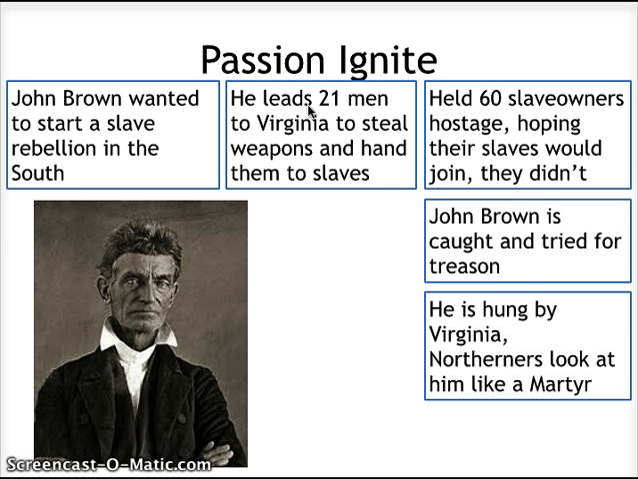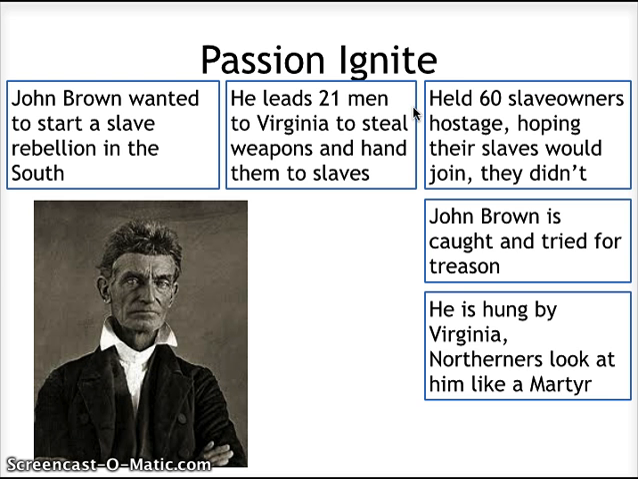Now these are both black and white men into Virginia, and they sort of take over Harper's Ferry. This is an area where they can actually steal weapons and try to hand those weapons to slaves. They end up holding hostage 60 slave owners.